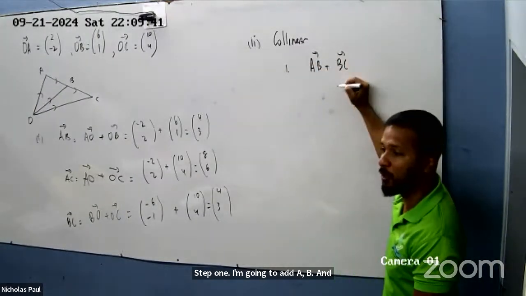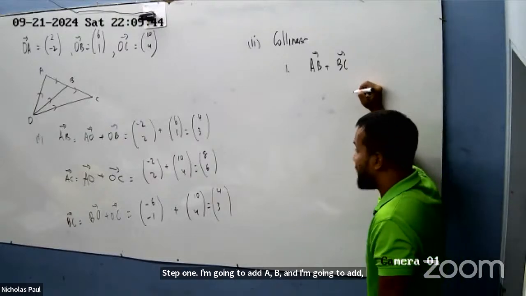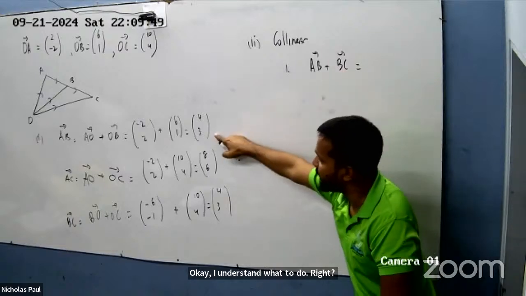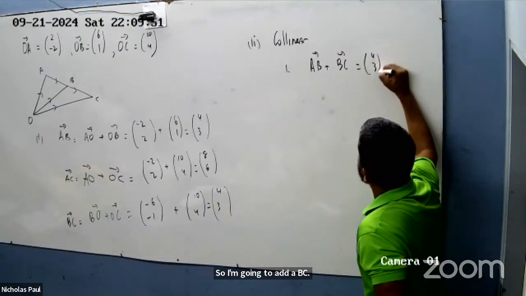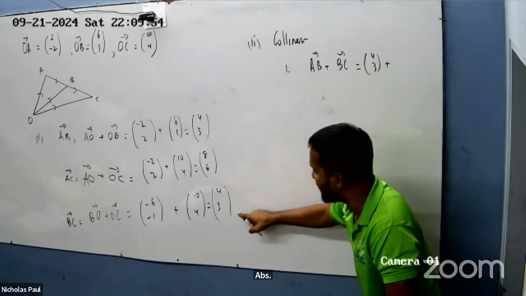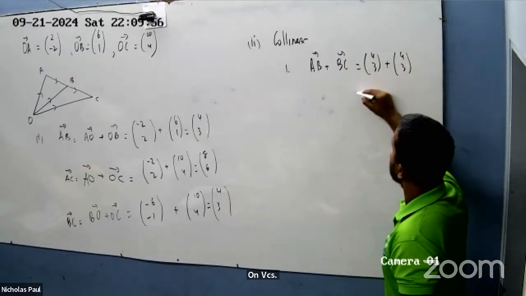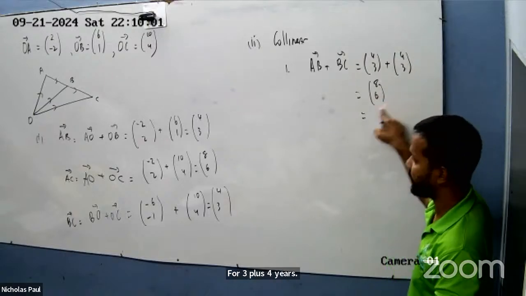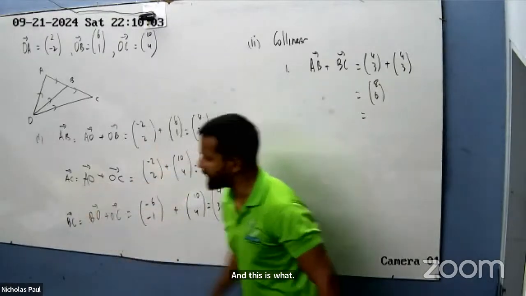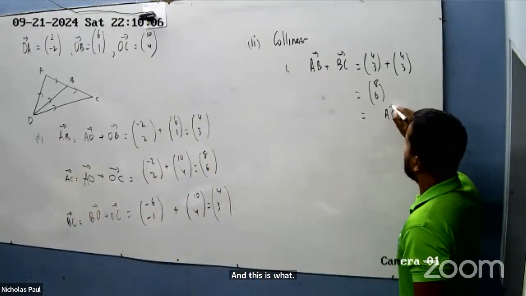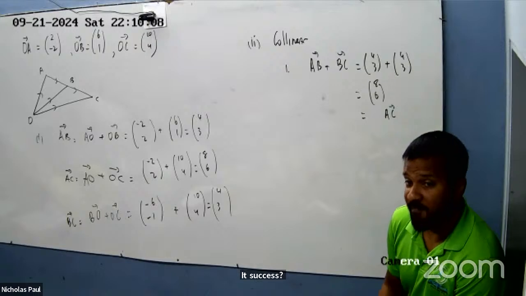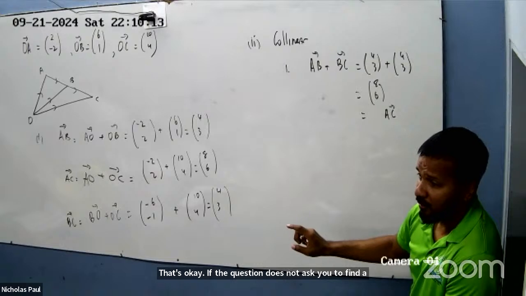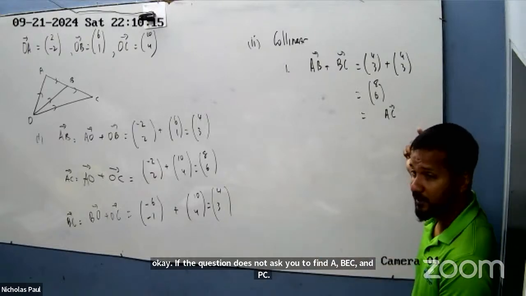Don't write all the words here. I'm sure you understand what to do, right? So I'm going to add AB and BC. AB is (4, 3) and BC is (4, 3). (4, 3) plus (4, 3) is (8, 6), which is AC. That's okay? If the question does not ask you to find AB, AC, and BC, you have to go and find it before you do this.